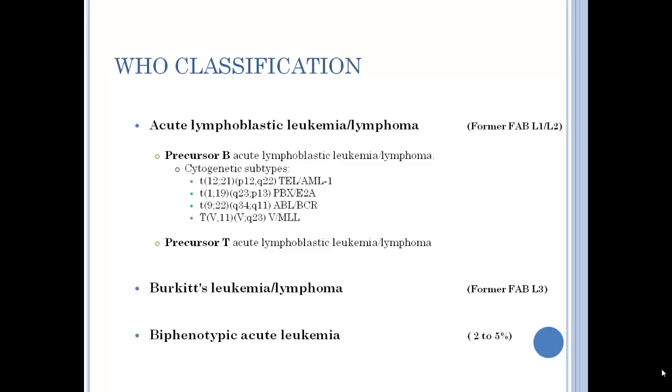The new classification further subdivides the precursor B-cell acute lymphoblastic leukemia cases by molecular cytogenetic abnormalities to provide prognostic and therapeutic information and to facilitate the implementation of specific molecularly targeted therapies. Burkitt's lymphoma is one of the subsets of acute lymphoblastic leukemia that is classified as mature B lymphoid neoplasm. Finally, the biphenotypic acute leukemia, which is rare and accounts for only 2 to 5% of the cases.